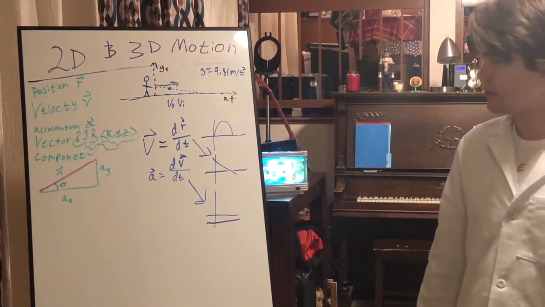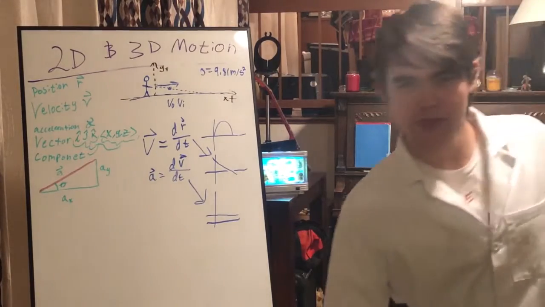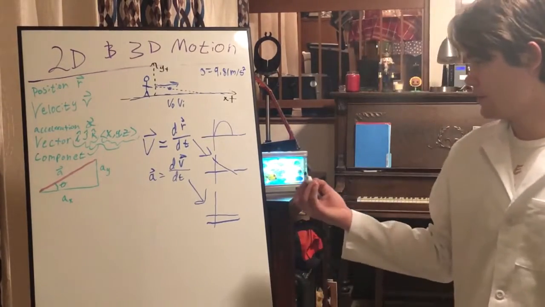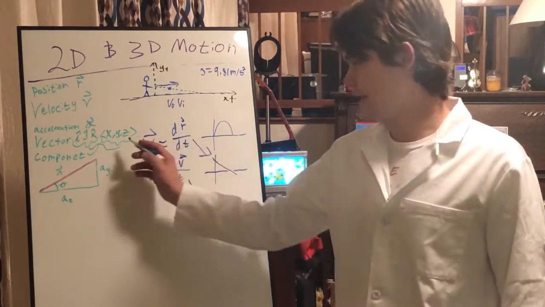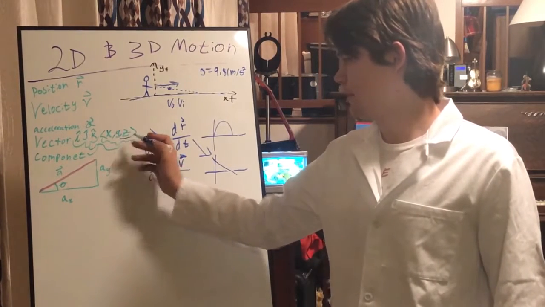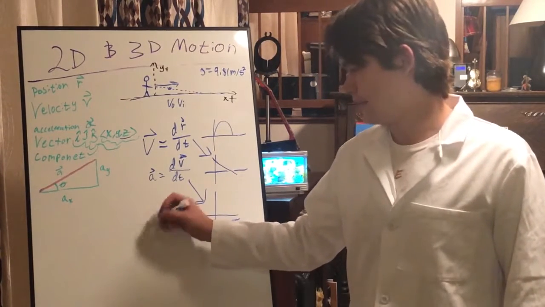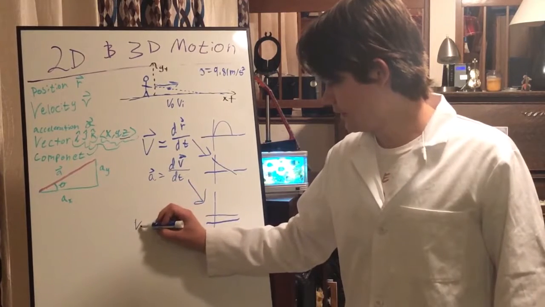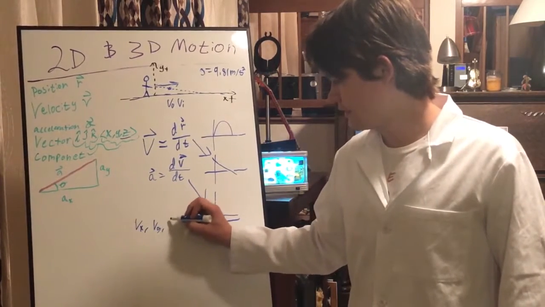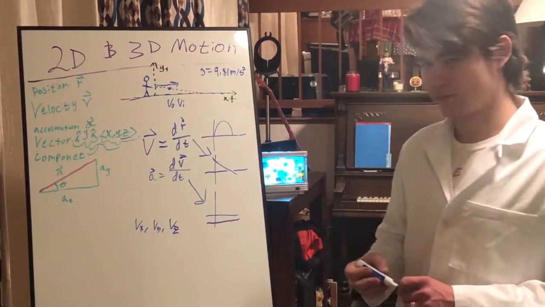So there's a little bit about two-dimensional motion. Now, three-dimensional motion is very similar, except that there's a third dimension. So instead of just having x and y, you'd have this z as well. Velocity would be given by the velocity in the x direction, y direction, and in the z direction.